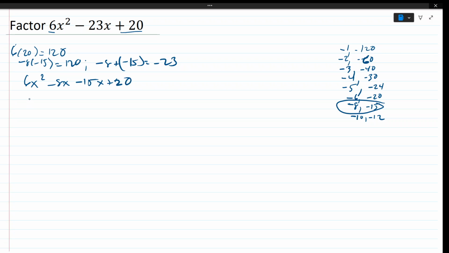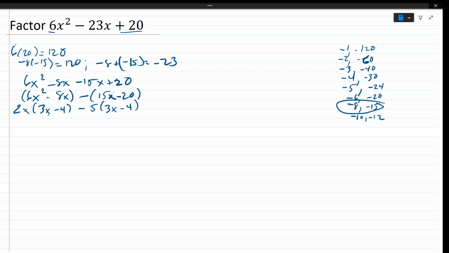Then we use factor by grouping, so we group together the first two terms. So we have 6x squared minus 8x. Group together the next pair of terms. Now since there is a negative sign between the second and third term, we factor out that negative sign for the next pair. So this will be minus the quantity 15x minus 20. So then you factor the GCF from each pair. For the first two, we could factor out a 2x, and we'd have left over 3x minus 4. And then from the second pair, we could factor out a 5, and we'd have left over 3x minus 4.